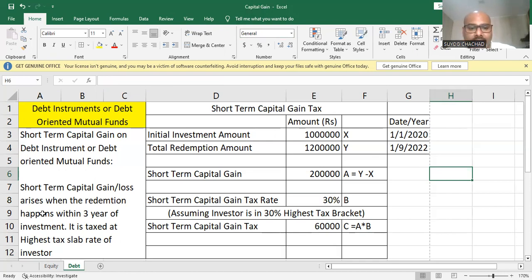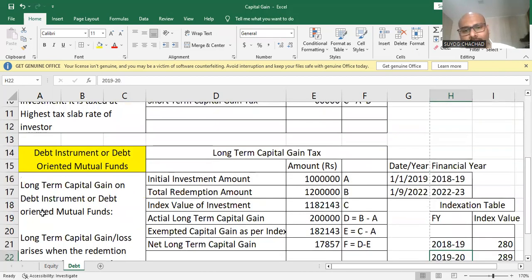So in this case, let's assume the investor is falling into the 30% tax bracket, then you have to pay 30% on your capital gain. So 30% of 2 lakh rupees is 60,000 plus education cess you have to pay. This is the short-term capital gain tax.